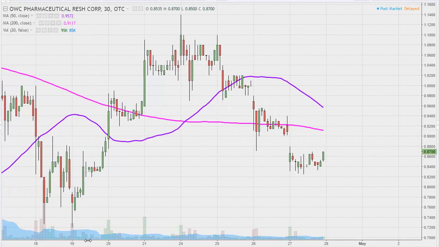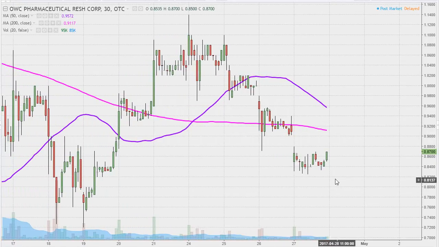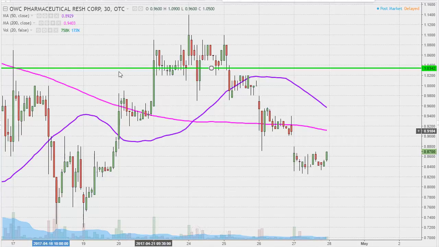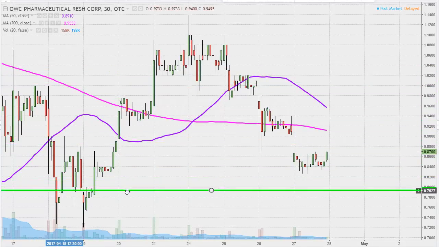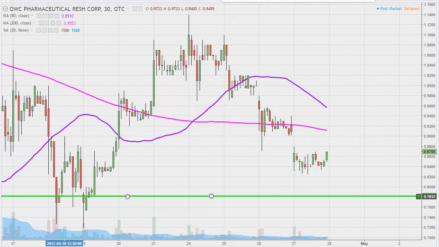Now, what about levels of support? Where are some of the next potential areas where, if this price continues down, the price may bottom out? Looking back through the history of the chart, the next level of support I would call right here around 78 cents. So 78 cents, next level.